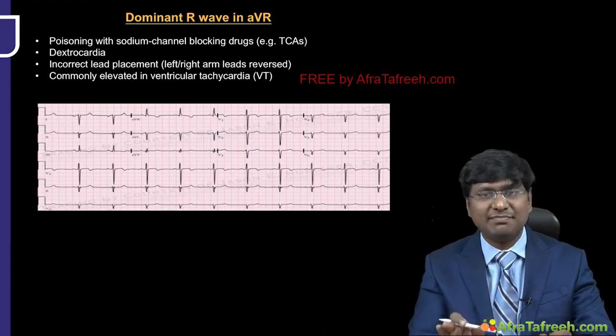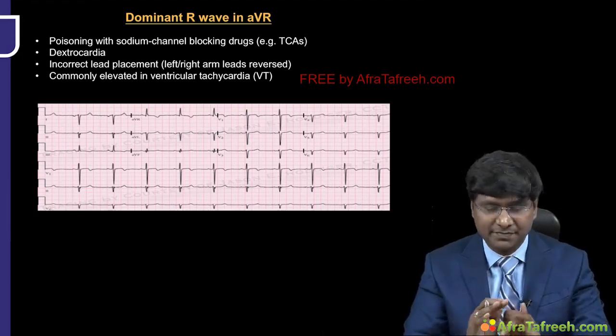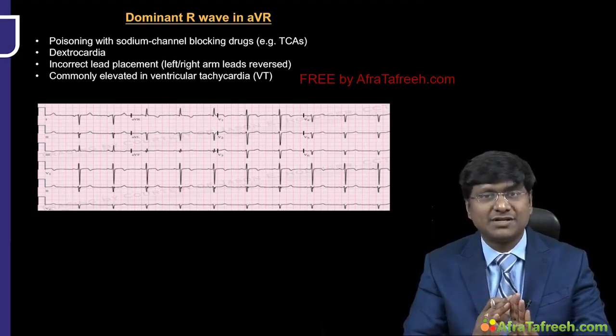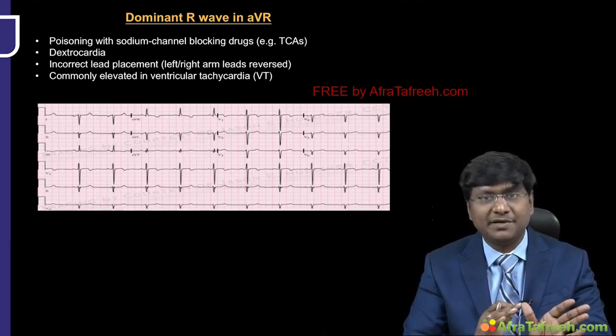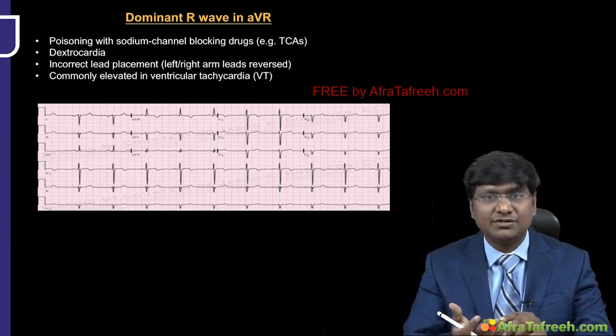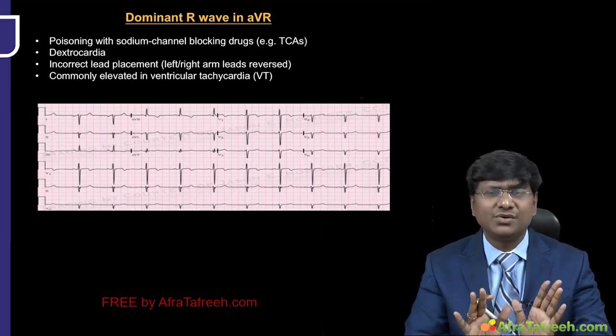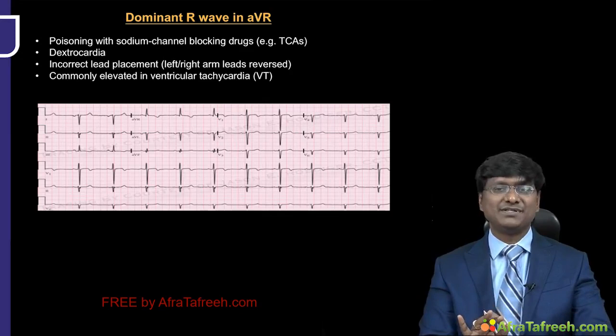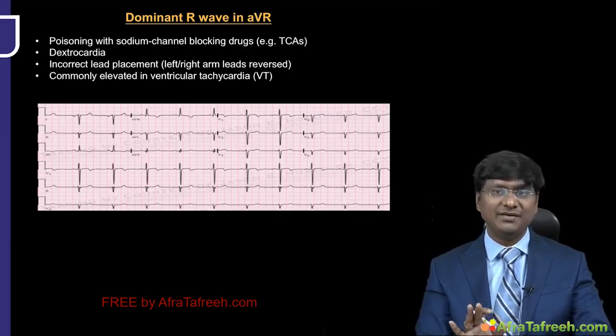So what are all the conditions? Let me revise. Right ventricular hypertrophy, pulmonary embolism, right bundle branch block, Duchenne's muscular dystrophy, hypertrophic cardiomyopathy. It can be a normal variant in children, and even dextrocardia. So these are the conditions where you will have the presence of a dominant R wave in V1.